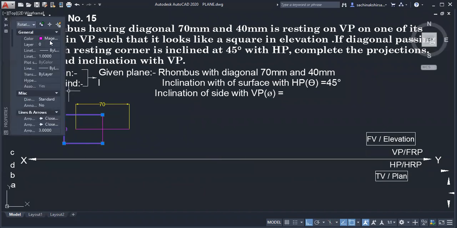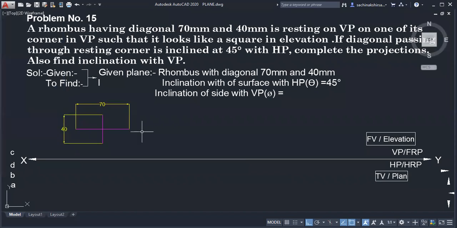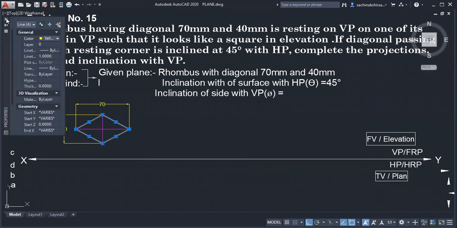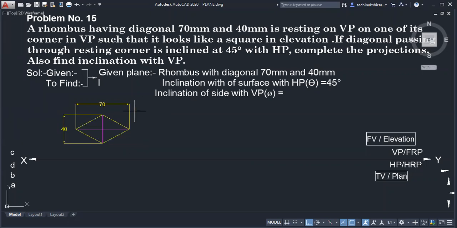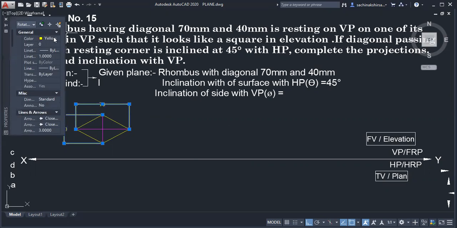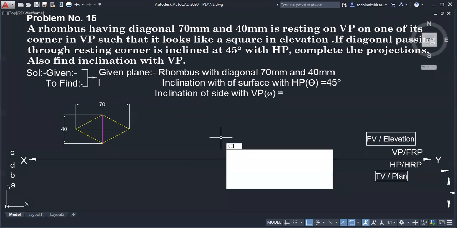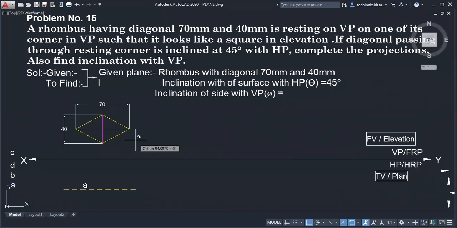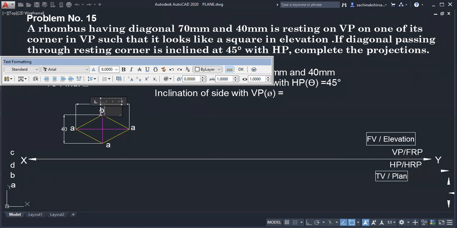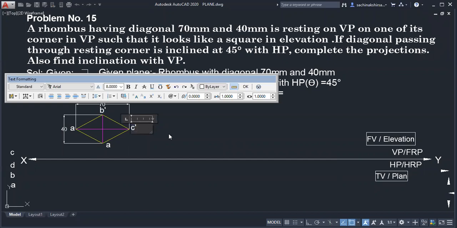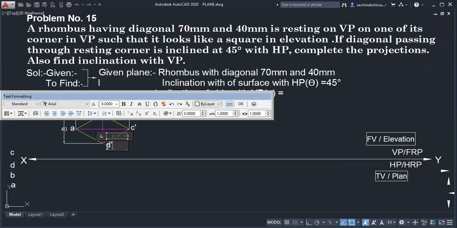So the ends of the diagonals we have to join, nothing else. Simply join this to this, and this to this, so it will be a rhombus. Are you drawing with me? Yes, sir. In front view you can give names: A dash, B dash, C dash, D dash.